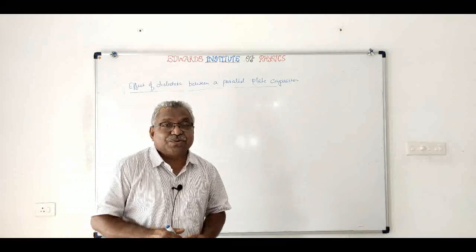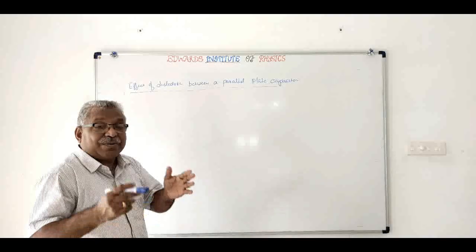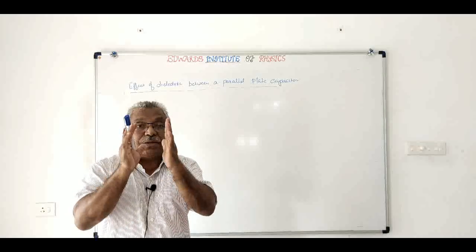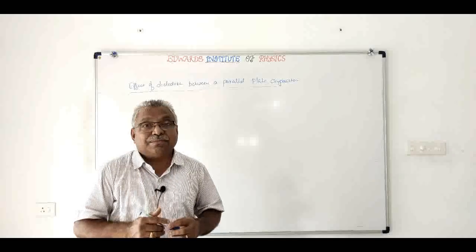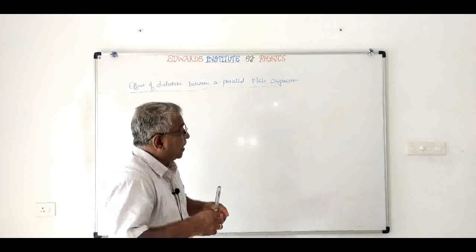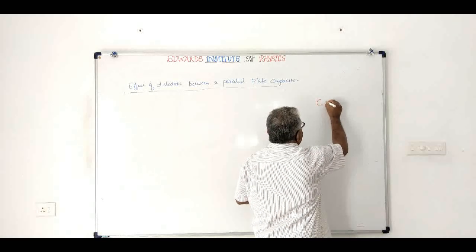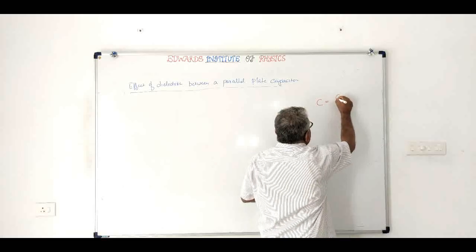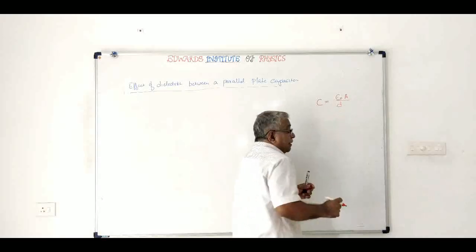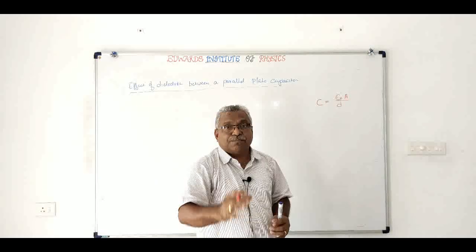Welcome students. Today we will be dealing with dielectrics. What will happen when a dielectric is placed between the two parallel plates of a parallel plate capacitor? In the last video we learned that the capacitance of a parallel plate capacitor is given by epsilon 0 A by d, provided the space between the two parallel plates is vacuum.